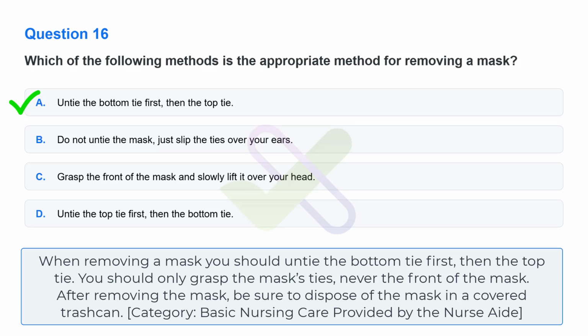The correct answer is A. Untie the bottom tie first, then the top tie. When removing a mask, you should untie the bottom tie first, then the top tie. You should only grasp the mask's ties, never the front of the mask. After removing the mask, be sure to dispose of the mask in a covered trash can. Category: Basic nursing care provided by the nurse aide.